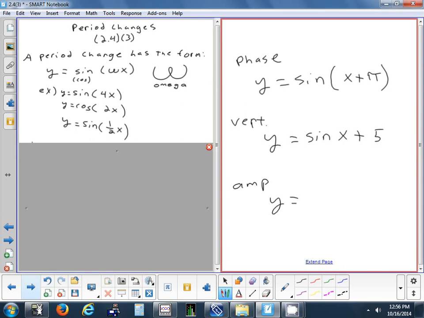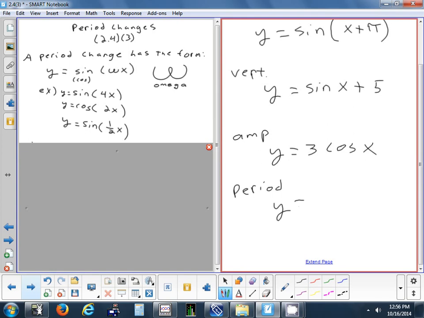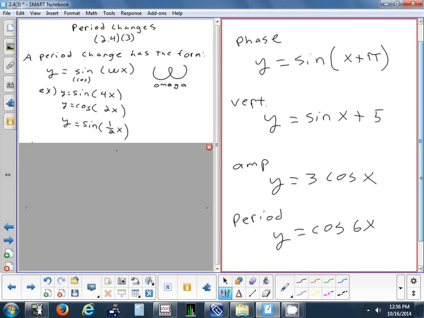Okay, amplitude change. Now we're going to be multiplying, but that's when we put a number in front. That's an amplitude change. And the last one we're learning right now is a period change. That would be like y equals cosine 6 times x, something like that. Anytime you multiply by a number in front of x, that's a period change. Any questions on how you recognize the 4 types?